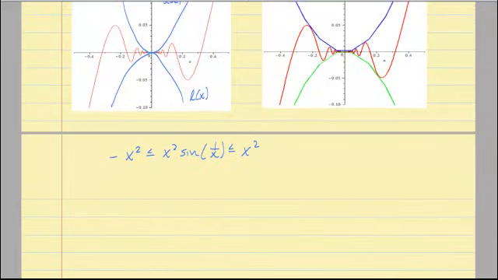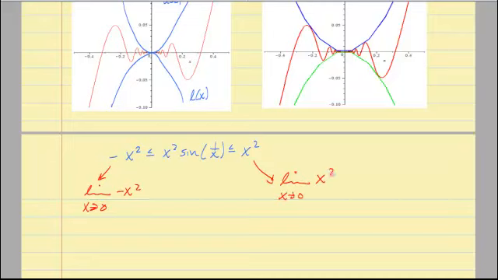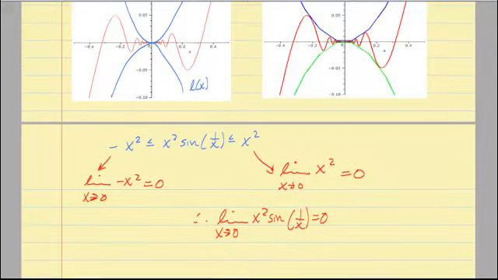Well, what I do is I take the limit of each piece. I take the limit as x approaches 0 of negative x squared, and I take the limit as x approaches 0 of positive x squared. So we can see by plugging in directly we get 0 for both these limits. So the conclusion is then that the limit as x approaches 0 of x squared sine 1 over x is 0 as well. Because the limit of my upper function here is 0, the limit of the lower is 0, so therefore the limit of what is being squeezed by these two functions is 0 as well. So that's how the squeeze theorem works.